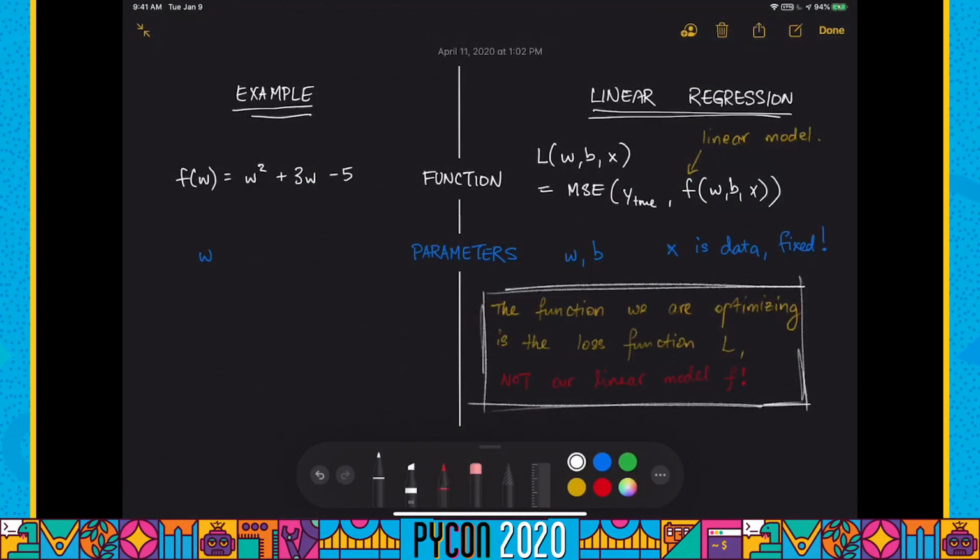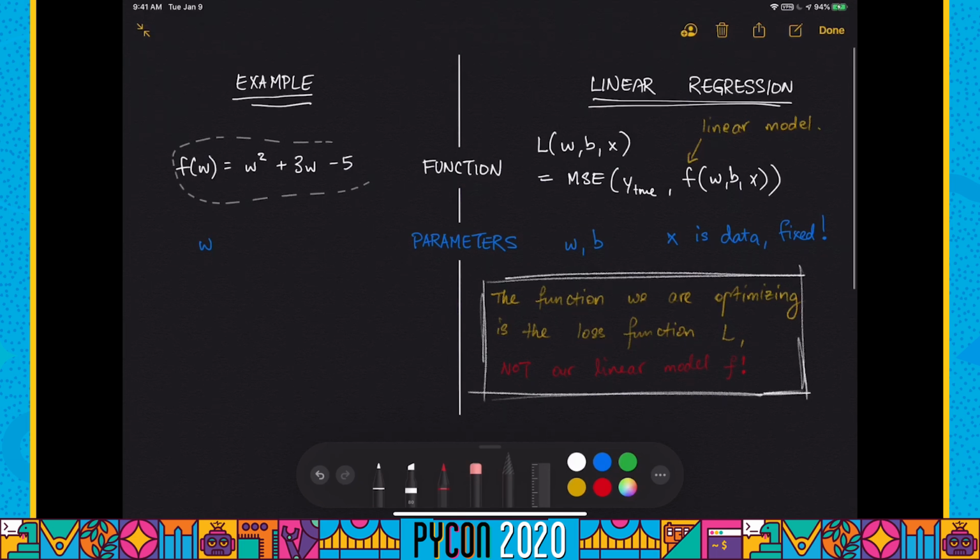Let's now make the connection between gradient-based optimization and our linear regression model. In our example, the function we were optimizing was this w-squared polynomial function, and the parameter that we were optimizing to find the function minima was w. Now, in linear regression, the function we're optimizing is the loss function L, which we define as the mean squared error function.